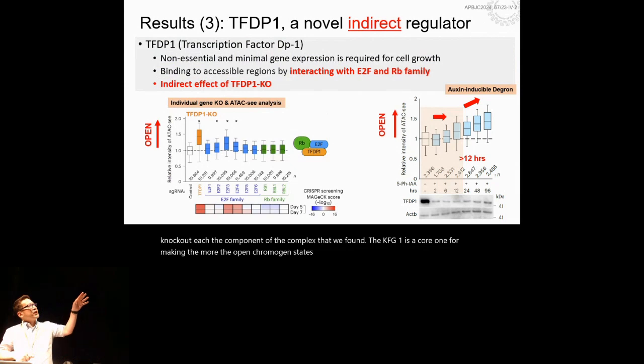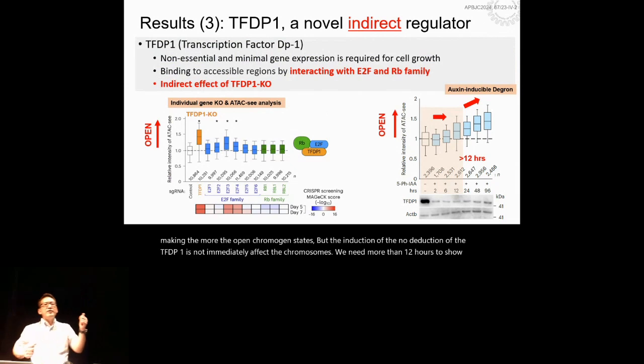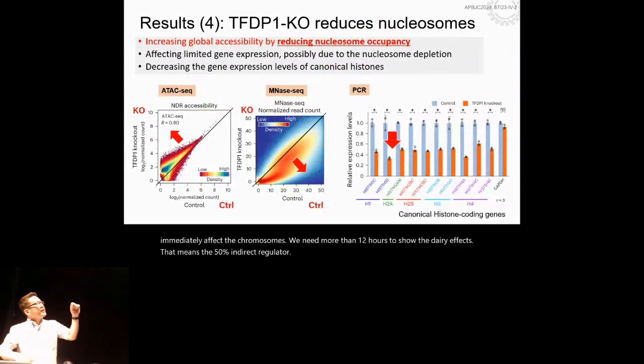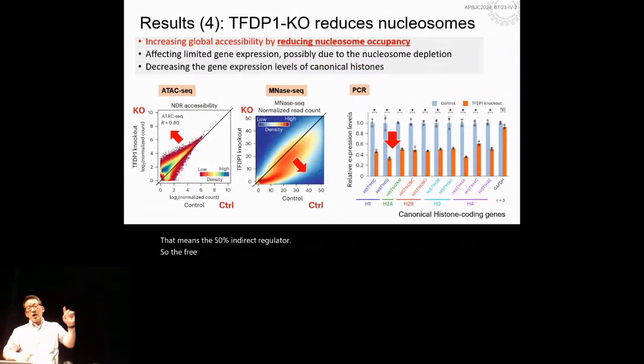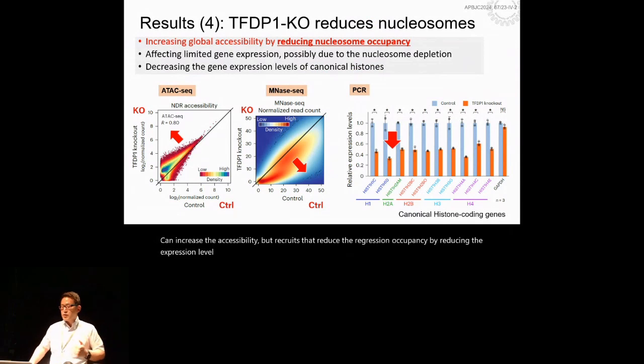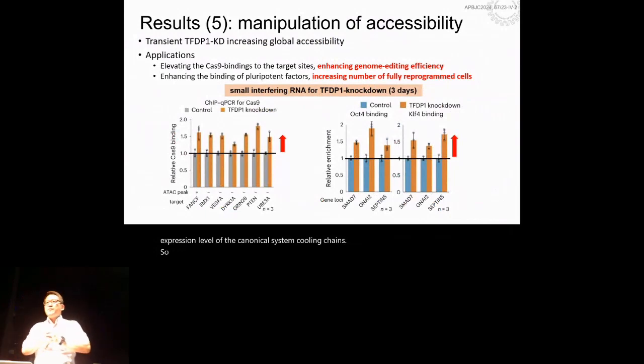But the reduction of TFDP1 does not immediately affect the chromatin accessibility. We need more than 12 hours to see the effects. That means TFDP1 is an indirect regulator. So briefly explaining, the TFDP1 knockout can increase the accessibility, but reduce the nucleosome occupancy by reducing the expression level of the canonical histone-coding genes.